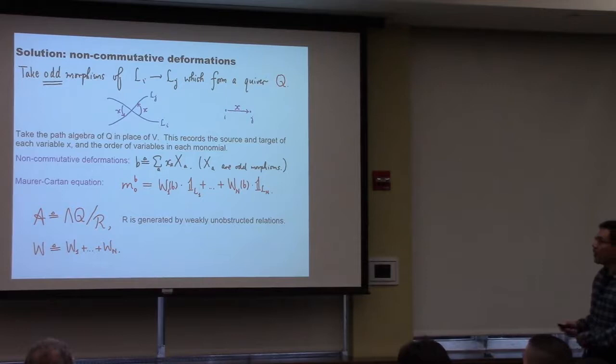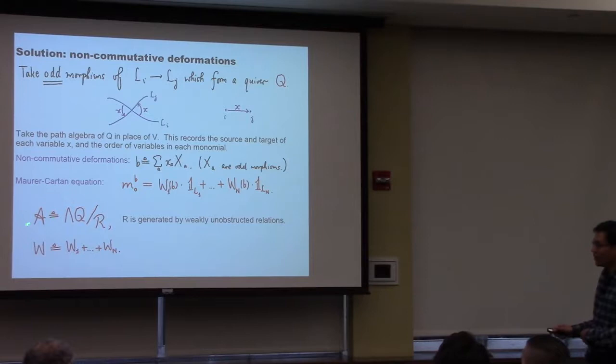And then, in this way, you form a non-commutative algebra, which is a quiver with relations. So you just take the path algebra of this quiver, and quotient out these weakly unobstructed relations. So from this equation, you get relations recording weakly unobstructedness. And so you quotient out this relation R, and you get a non-commutative algebra, a quiver algebra. And W is an element in this non-commutative algebra. So this is the non-commutative Landau-Ginzburg model that we have. Instead of considering commutative deformation, we consider non-commutative deformation.